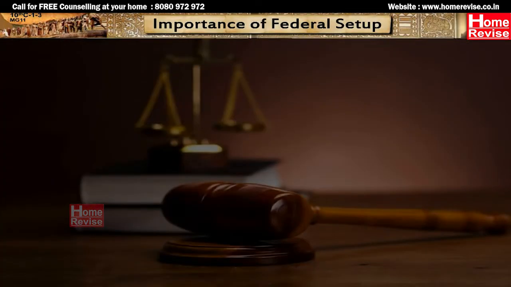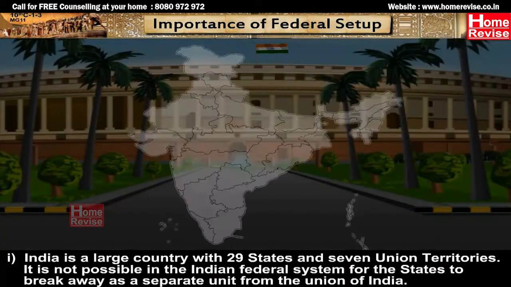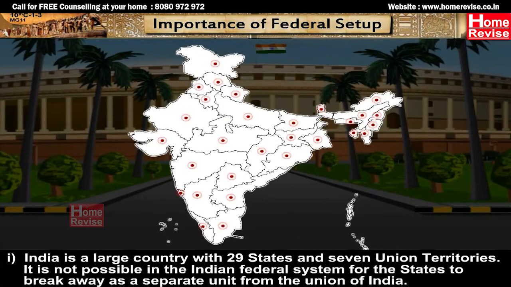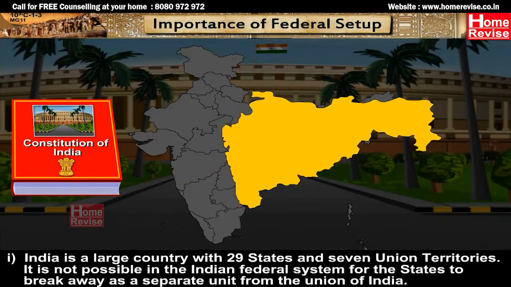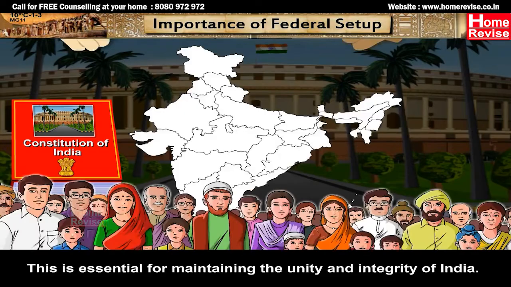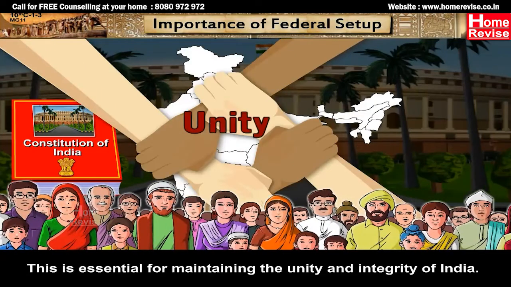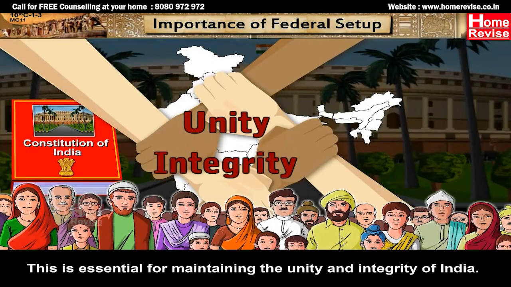Importance of federal setup. First, India is a large country with 29 states and 7 union territories. It is not possible in the Indian federal system for the states to break away as a separate unit from the Union of India. This is essential for maintaining the unity and integrity of India.